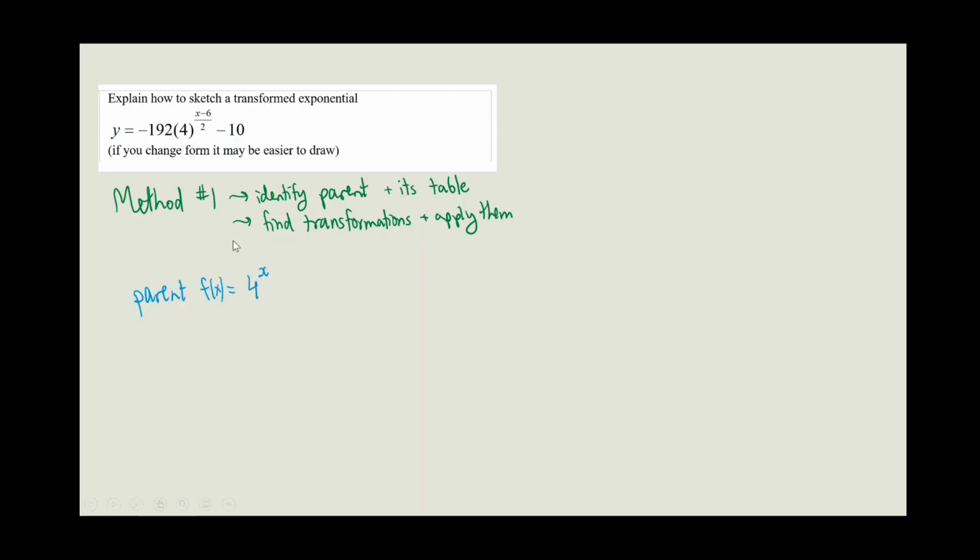What we're going to do is identify what the parent function is. So you're going to locate the base where the exponent is located. So here we have 4, and then just the exponent x is going to be our parent. And we can create a table for this parent by plugging in any positives, a 0 and some negative values for x's, and figuring out the corresponding outputs.